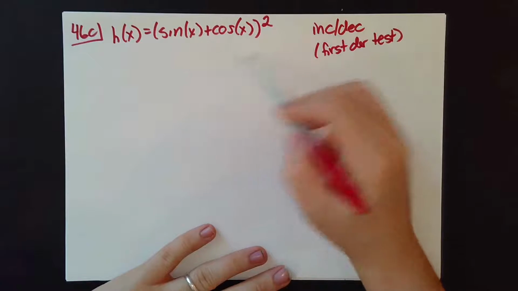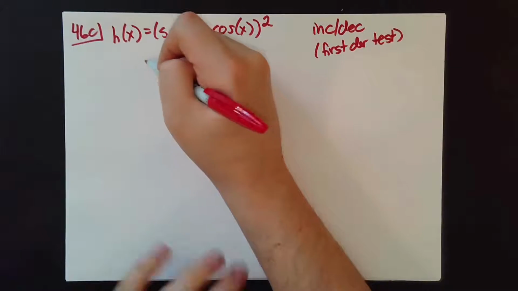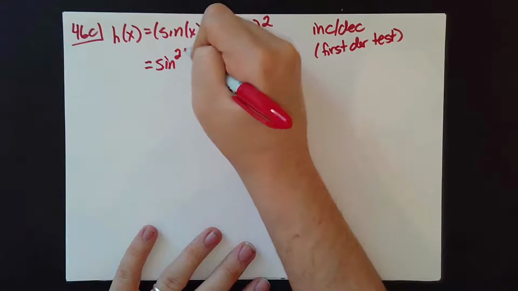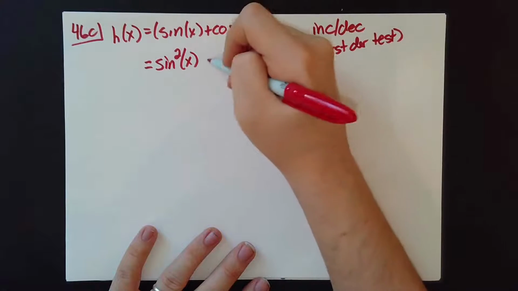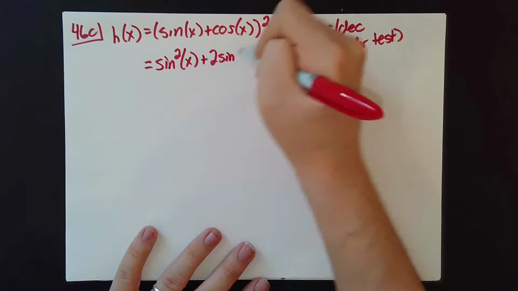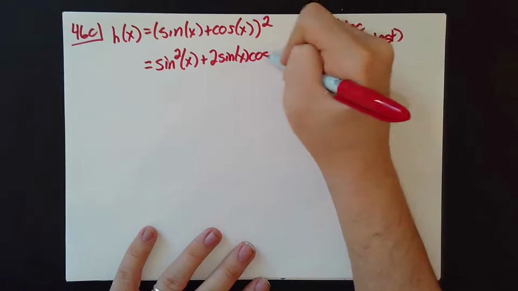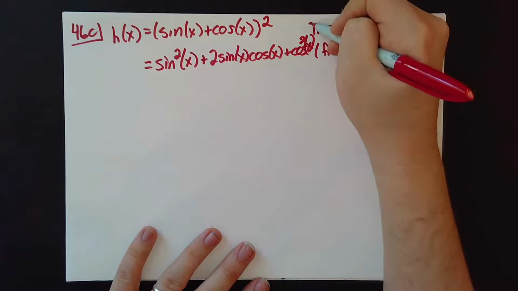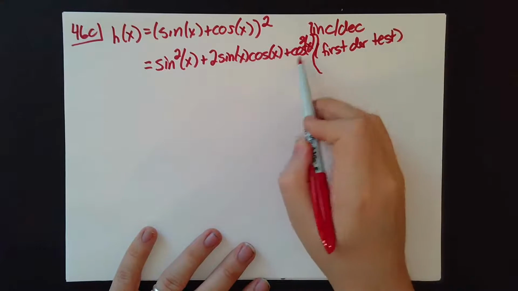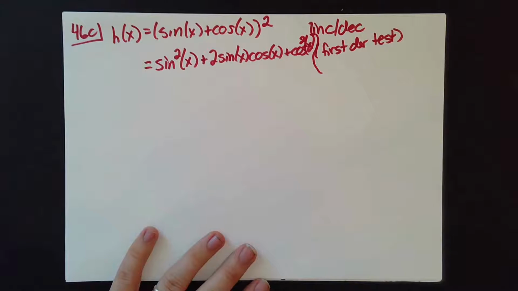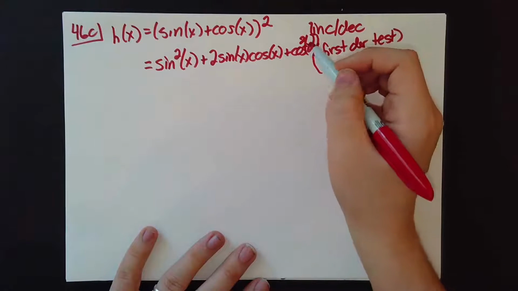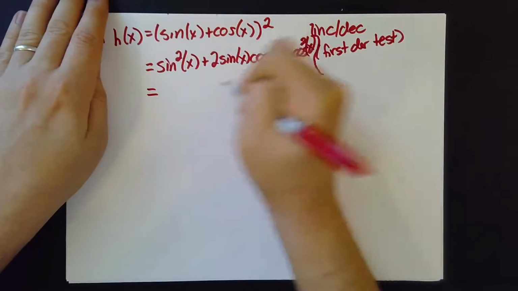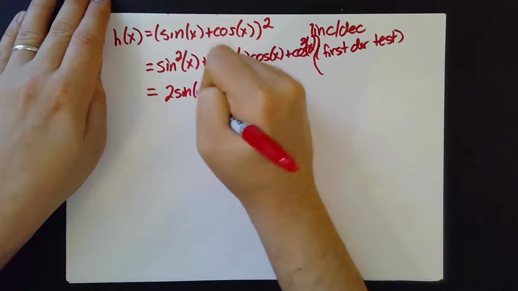Now, before I take the derivative of this, I want to simplify it. And the reason for that is going to be clear after I do, because this is going to, after I FOIL it out, be sine squared of x plus 2 sine x cosine x plus cosine squared of x. Sorry, that's a plus cosine squared of x, if you cannot read the bunched up handwriting. But the point is, sine squared plus cosine squared is 1. So this is, in fact, 2 sine x cosine x plus 1.